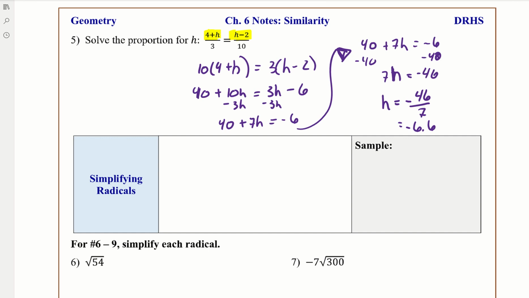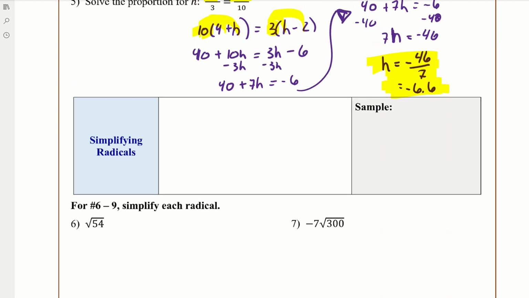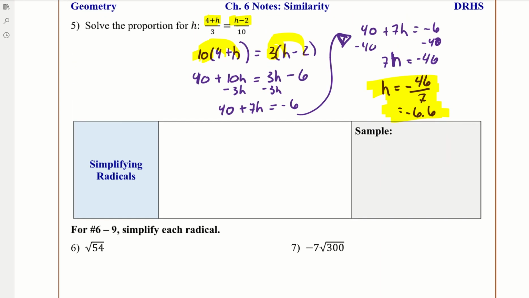Okay, so if you solve through for number 5, the big trick here is that you have to distribute on both sides. And you're going to combine like terms and go through the algebra, and you should ultimately get that h is negative 46 over 7 or negative 6.6. Again, if you can't follow this, pause again, try to correct your work. But if you still need help, go ahead and ask your peer tutor for some help.